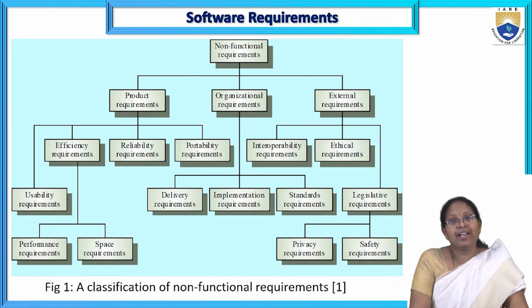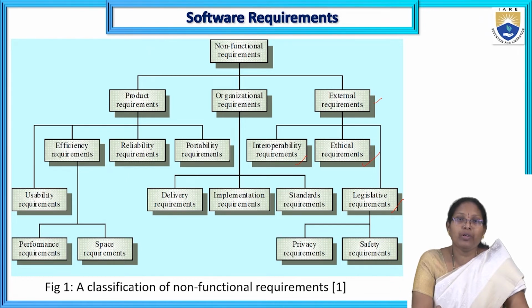The next kind of non-functional requirements are external requirements. What about external requirements? External requirements are classified into three: the interoperability requirement, second, the ethical requirement, and third, the legislative requirement. These are the different external requirements.